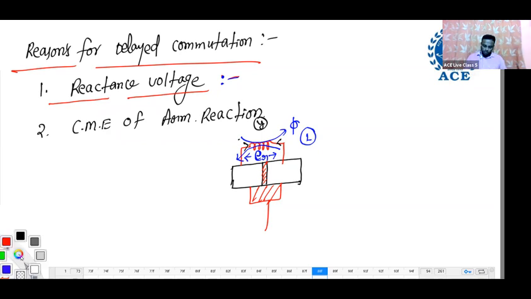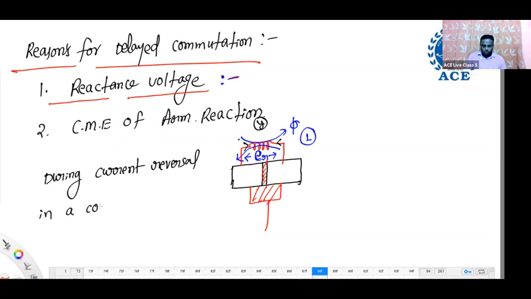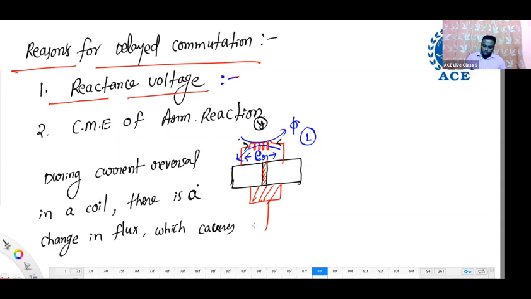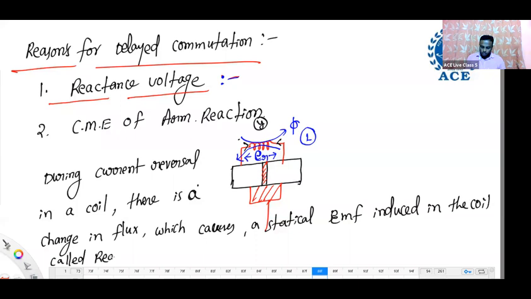Okay, write one statement here. During current reversal in a coil, there is a change in flux, which causes a statically induced EMF in the coil. The EMF induced in the coil is called reactance voltage.